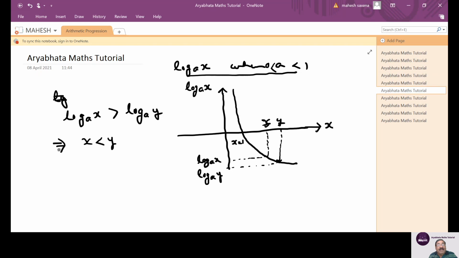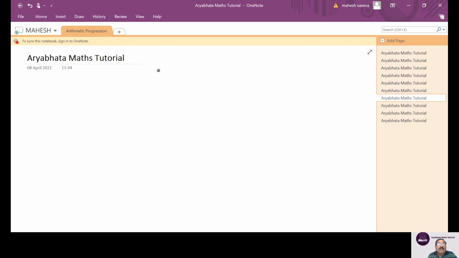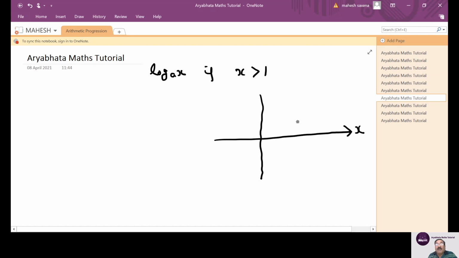Implies that x will be less than y. Now, the second position. Suppose we have to draw the graph of log base a of x, if x is greater than 1. The graph of this will be like this. Suppose on the x-axis it is variable x and on the y-axis it is variable log base a of x, and a is greater than 1. In this case, the graph will be like this.